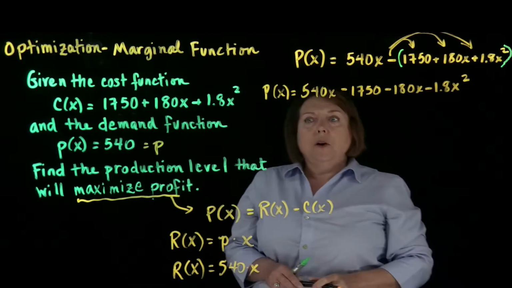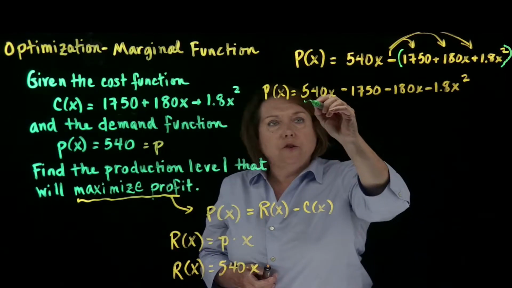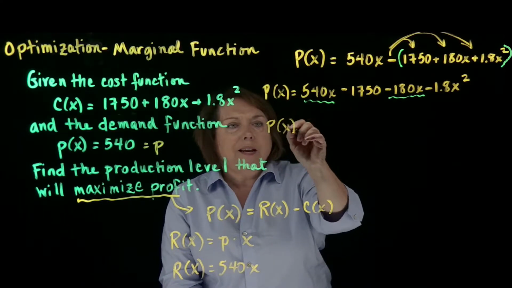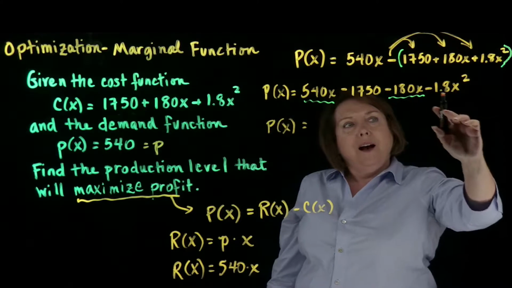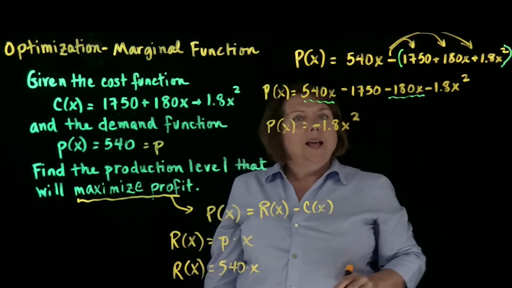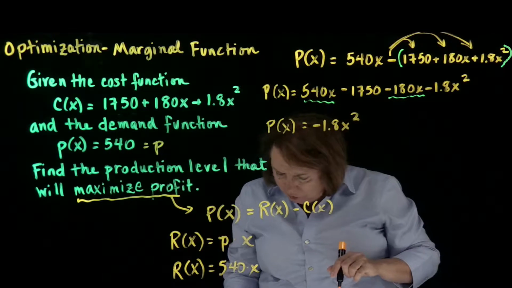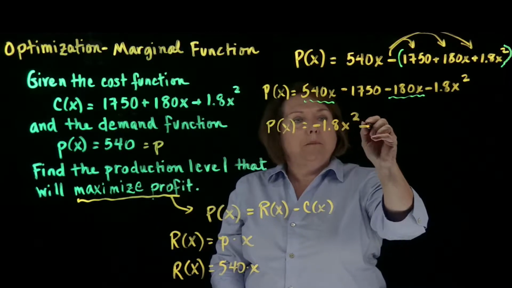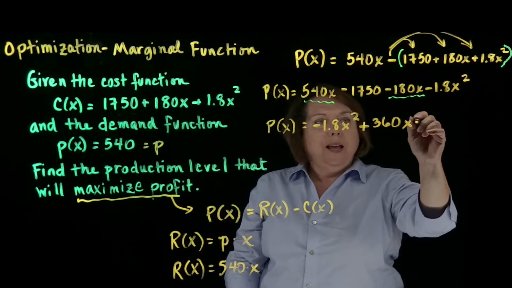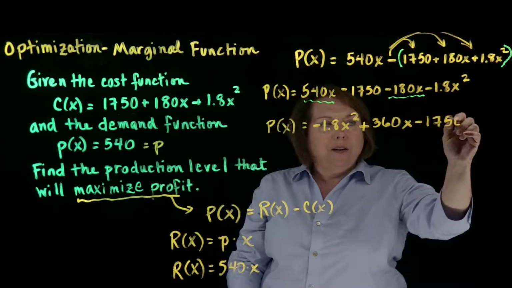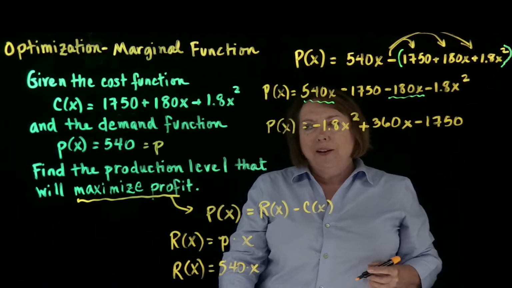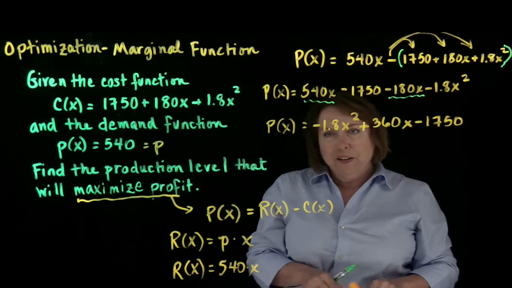All right. So now what do we do? We have a couple of like terms here, so we can simplify this function, and we want to write it in decreasing order of degree. So we'd start with negative 1.8x squared, and then 540 minus 180 is going to be a positive 360x, and then minus 1,750. This is our function that we want to take the derivative of so that we can maximize the profit.